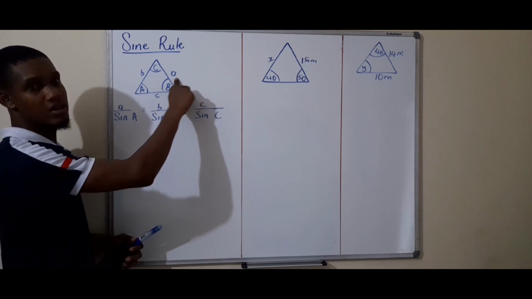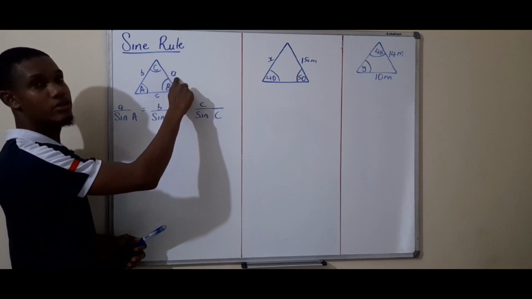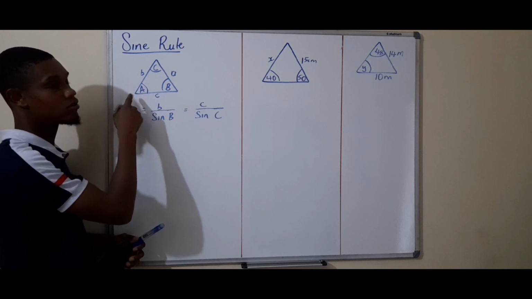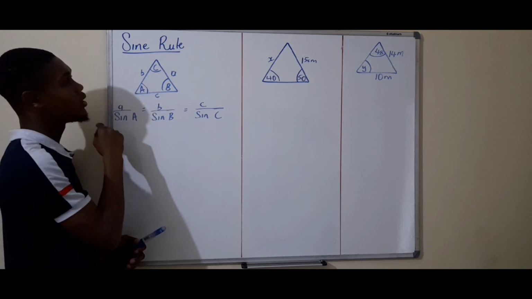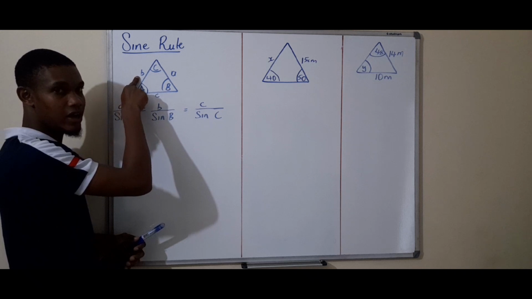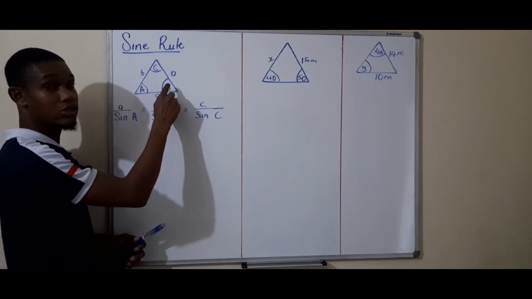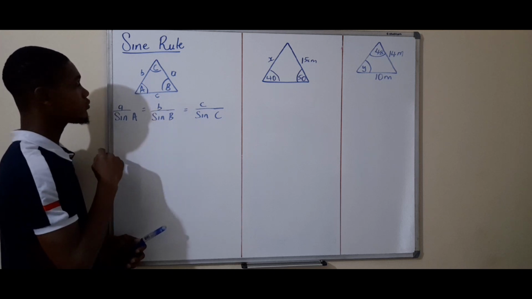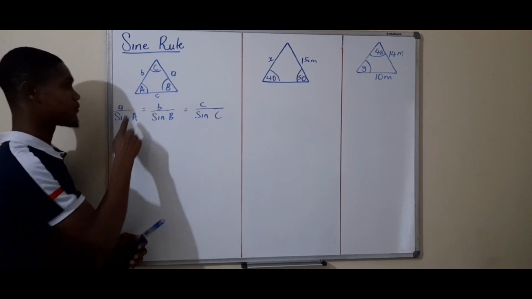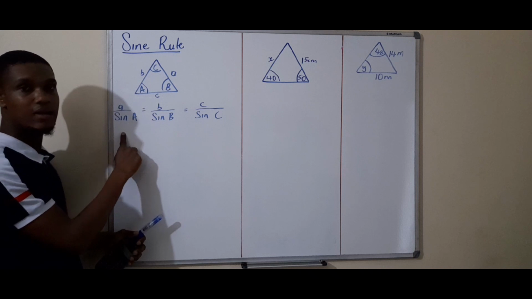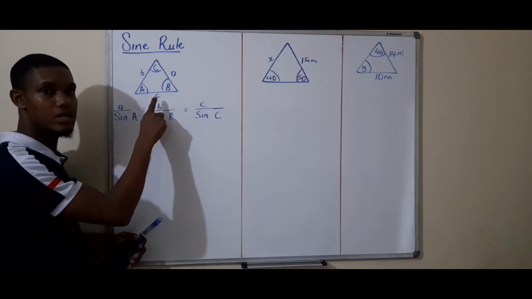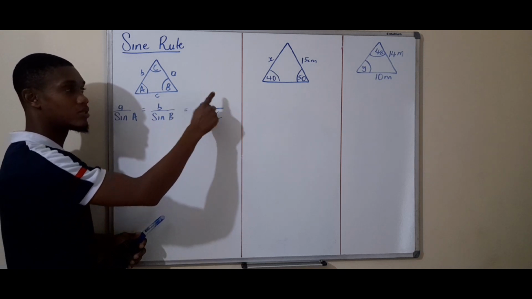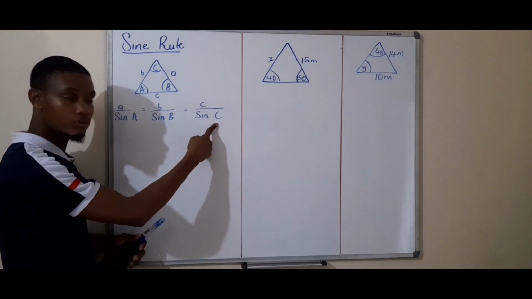It's saying that if you take this side A here and divide it by the sine of the angle that is opposite to it, and then you take this side here and divide it by the sine of its opposite angle, both answers will be the same thing. So by extension, A divided by the sine of its angle is equal to B divided by the sine of its angle, which is equal to C divided by the sine of its angle.